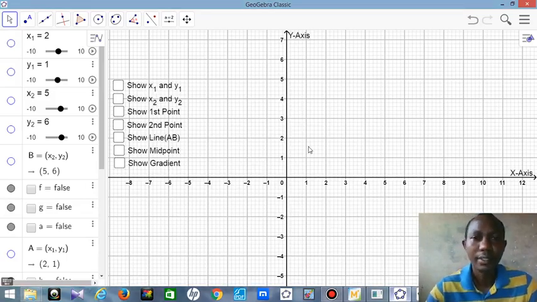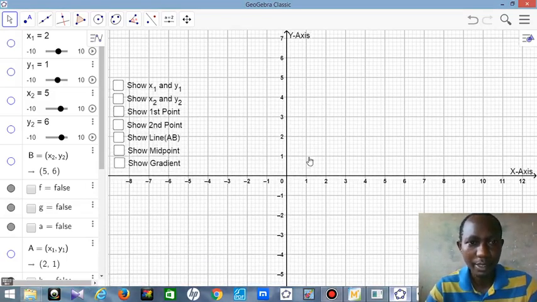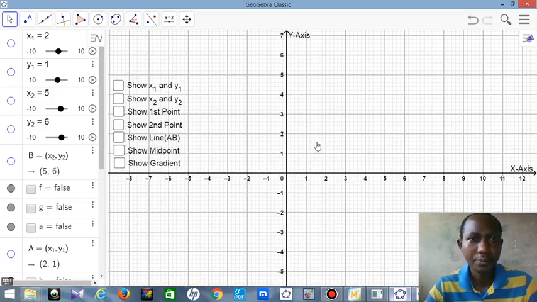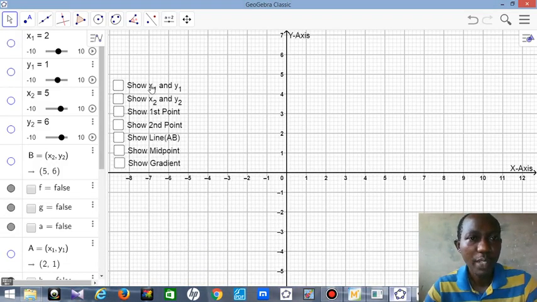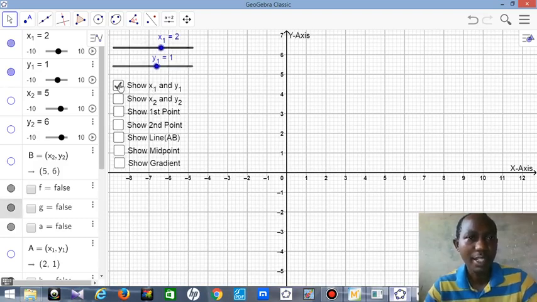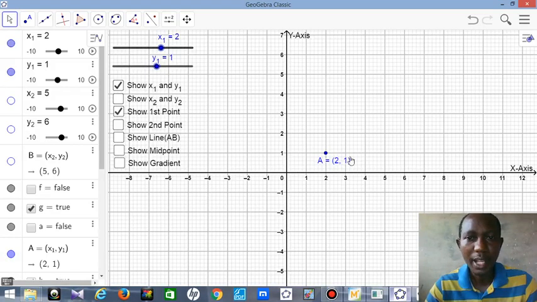Okay, so this is an applet I just designed for this class. See it. So I have show x1 and y1. Let me put the slider. You can see x1 and y1. Let me put the first point, which is point A. So what I have here is my x1, the x coordinate for the first point, point A, and my y1 is the y coordinate of the first point, point A. So you can see x1 is equal to 2, and y1 is equal to 1.